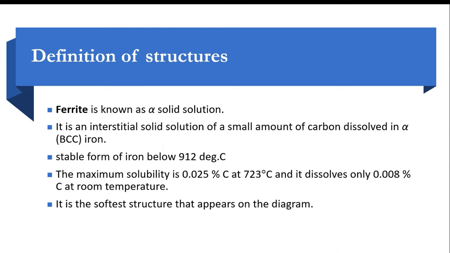So it is an interstitial solid solution of a small amount of carbon dissolved in alpha BCC iron, right. So you saw it. Then the stable form of iron below 912 degrees Celsius, below 912. The maximum solubility is 0.025% of carbon at 720 degrees Celsius, and it dissolves only 0.008% carbon at room temperature.